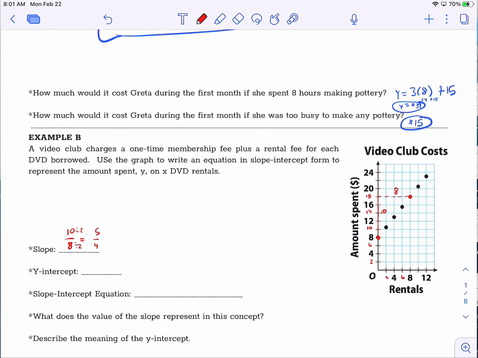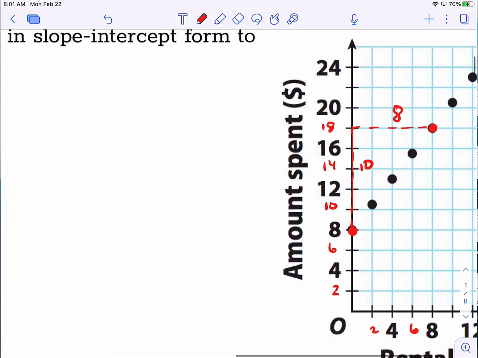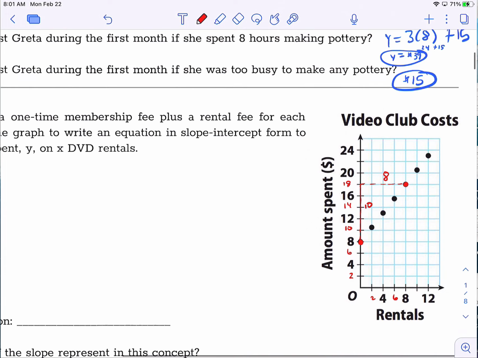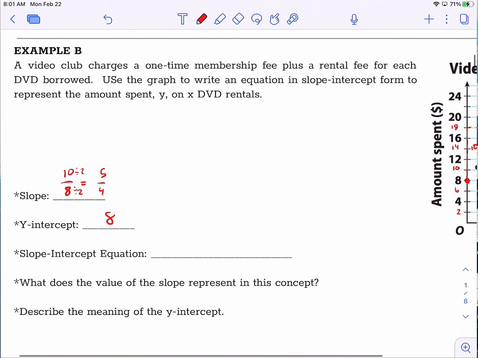So let's just keep going. I'll come back to that in a minute. There's something else I want to say about that. The y-intercept would be 8, right? Where it crosses the y-axis would be 8. And so the equation would be y equals 5/4 x plus 8.